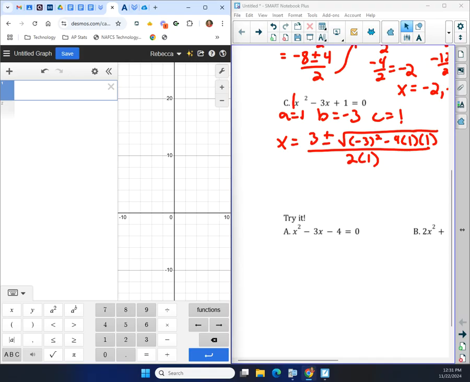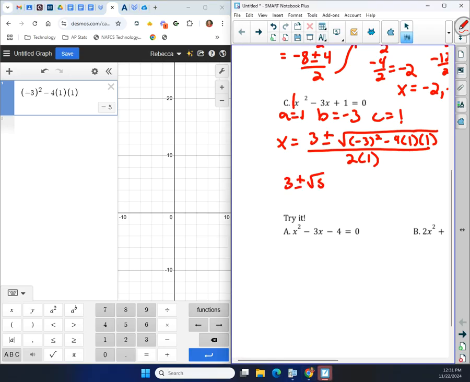Now, I'm going to show you how to type this one in because it is super important that you put that negative in parentheses. If you don't, you will not get the right answer. Negative 3 squared without parentheses is negative 9. Negative 3 squared with parentheses is 9, which is the value that we need. So this is 3 plus or minus the square root of 5 over 2.